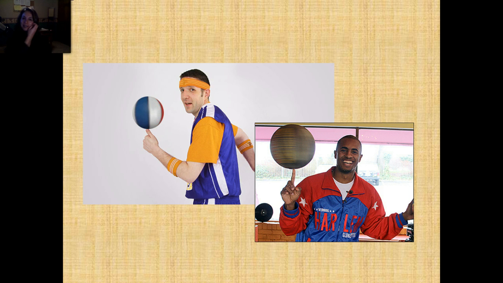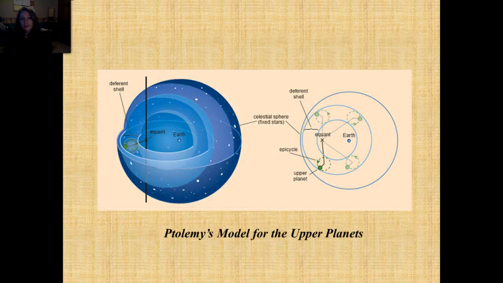And so that's the physical impossibility that in fact Ptolemy recognized, and he could not actually figure out a solution to it, a mathematical solution to it, to modify his own model, and he actually left it for future astronomers to resolve.